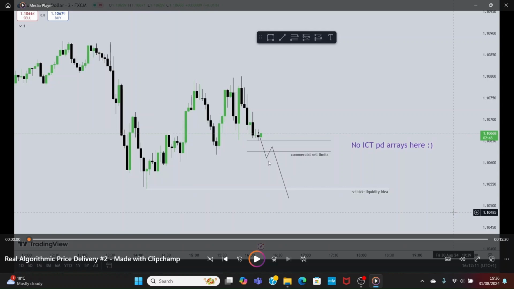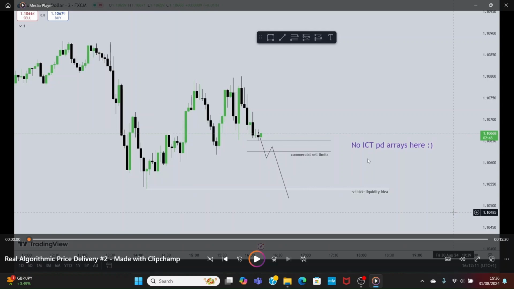So as you can see, I've got a bearish bias here, sell side liquidity, and what I'm expecting is price to go past this region to tap in, because this is where commercial sell limits are. Commercials being smart money. So go past this, tap in, and run to sell side.